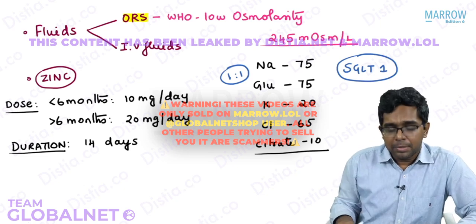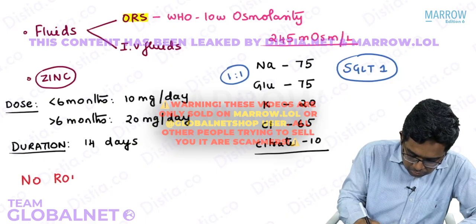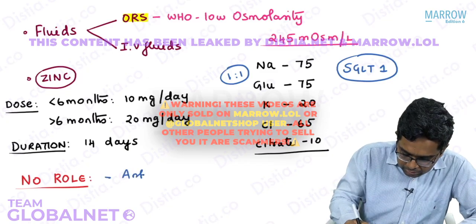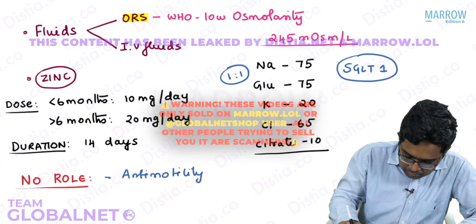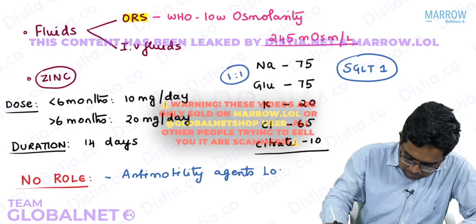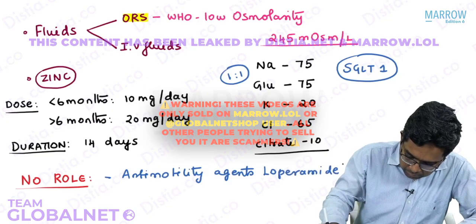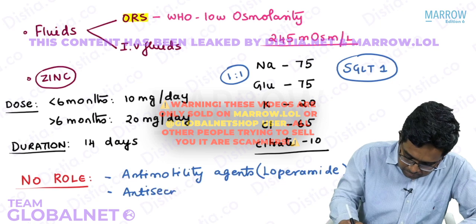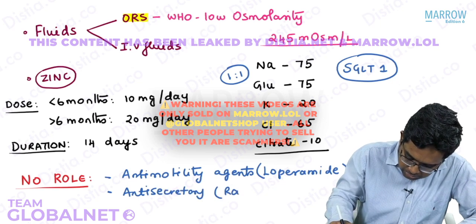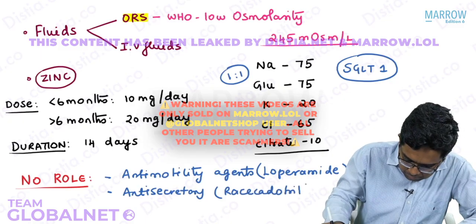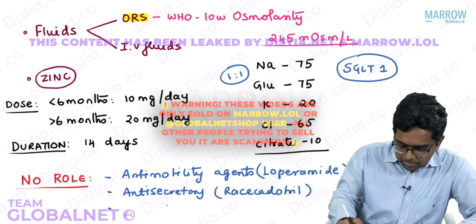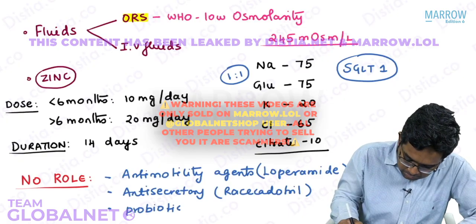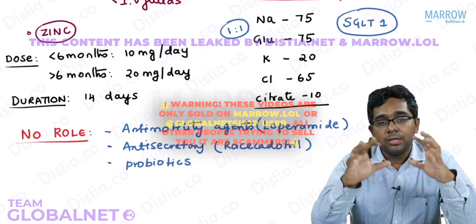You should also know that at present, there is no role of the following medications. Okay, there is no role of anti-motility agents like loperamide, there is no role or no recommendation for anti-secretory agents like racecadotril. Okay, and there is also no recommendation or no guidelines for recommendations of probiotics at present. So in most case of diarrhea, you will use only fluids and zinc.